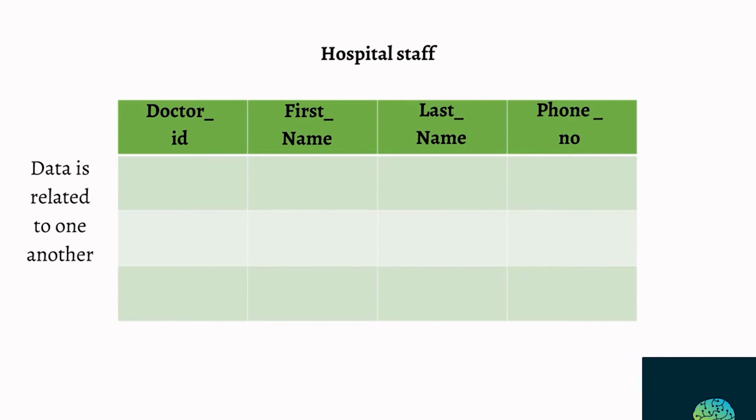Also, the data in the database is related to one another. Again, it's the job of the data model to define how the data will be related to one another. For example, as you see on the screen, we have a table for the hospital staff, and all the columns have some data about the hospital staff. That means all the data is related to one another and also to the entity, that is hospital staff.